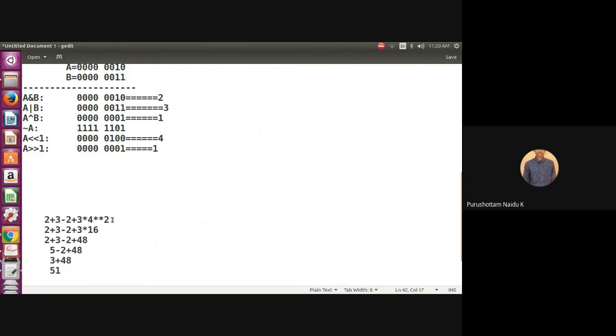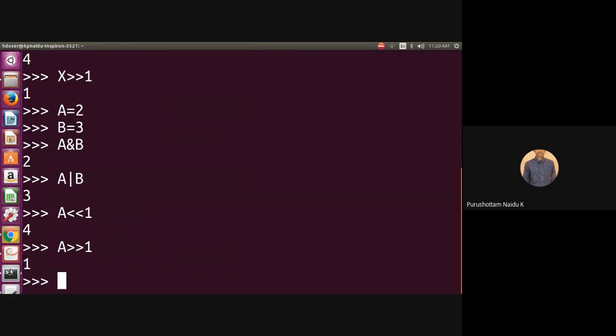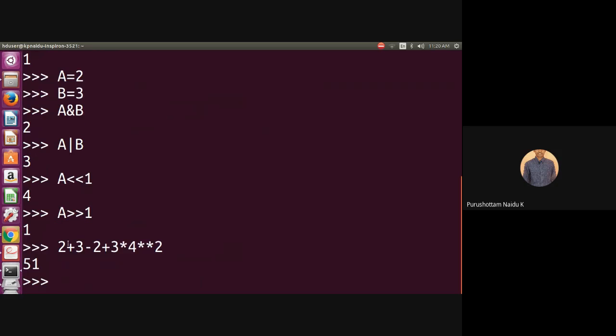Clear? So let's see how it can be executed. For example, if we are executing this one, we are getting the output. Likewise, if you want to evaluate another expression.